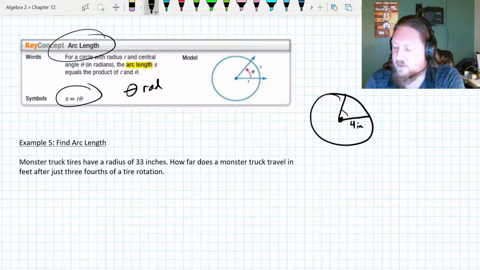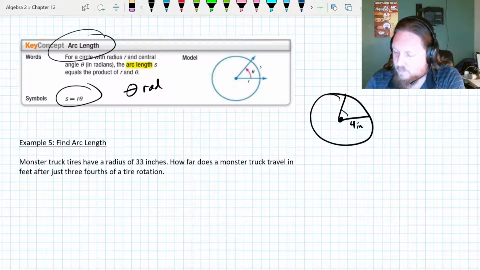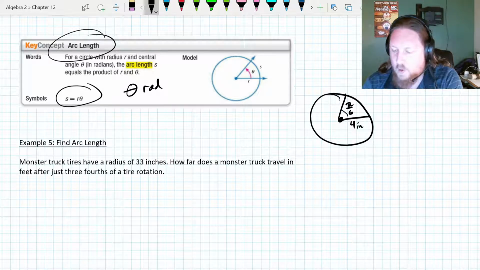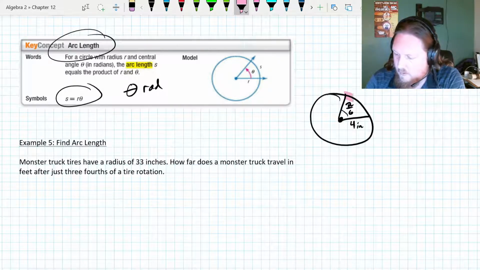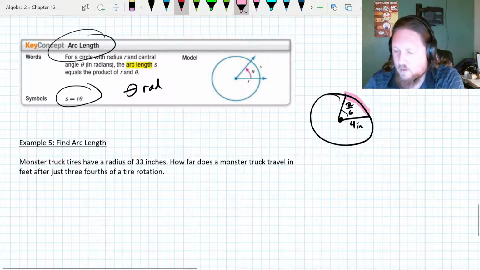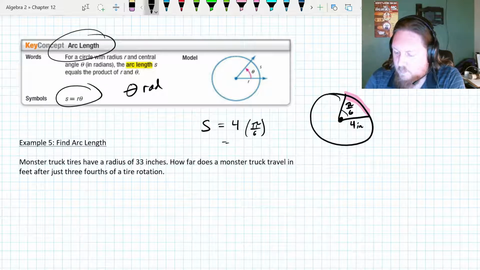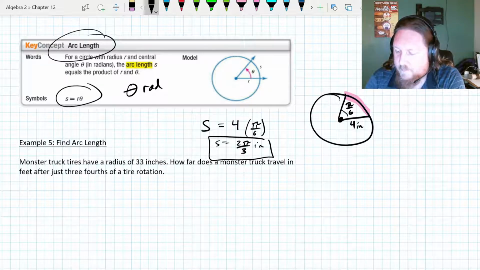And we'll have the central angle in here. Let's have it be pi over 6. All right, just some random radian. So the length of that arc is going to be the radius, 4 inches, times pi over 6, which reduces down to 2 pi over 3 inches. That is the arc length.